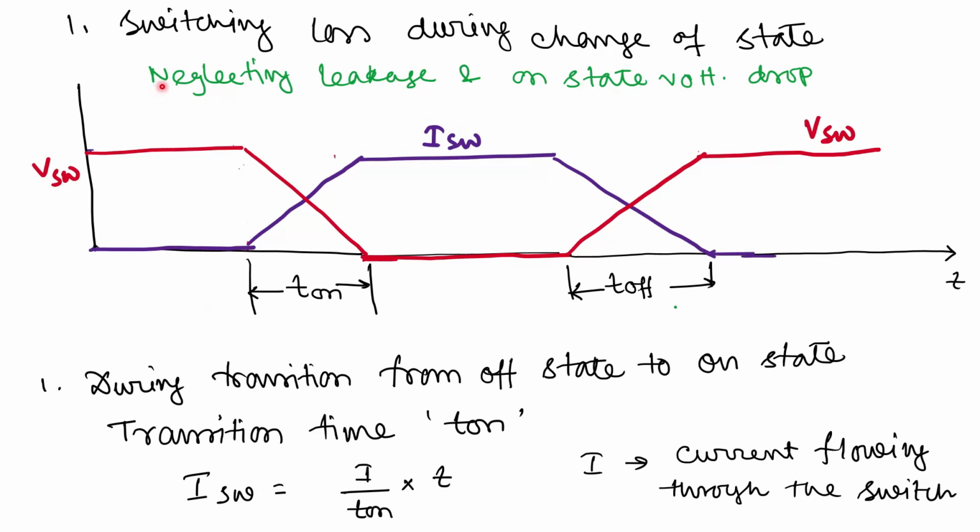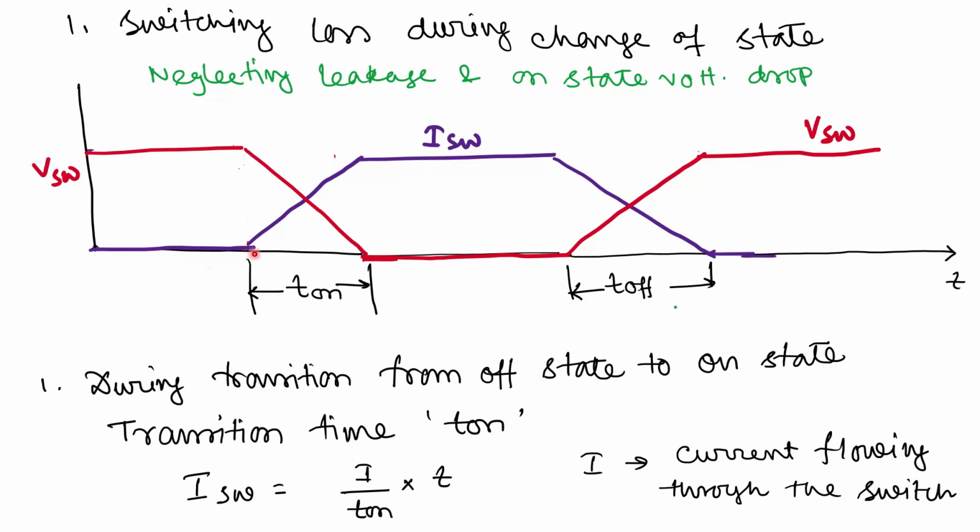We can consider the switching loss during change of state. At this point, we can consider that there is no leakage current and there is no on-state voltage drop. So in this case, we can only consider the switching loss during change of state. Okay, so now consider this purple line.